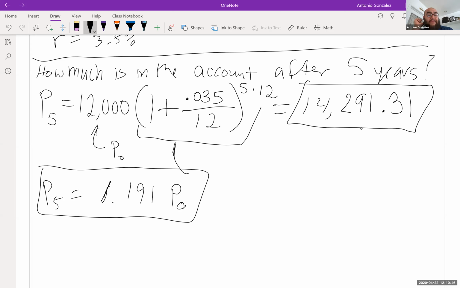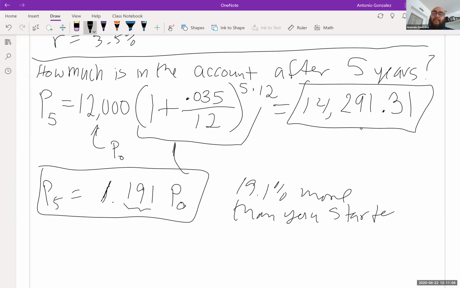Right, so you would have that much after 5 years, right? And the way you interpret that is that 1 is 100% of your initial amount, and you're going to wind up with 19.1% more than you started with. And that's really all you can say if you don't know the ending amount and you don't know the beginning amount, if you don't have any dollar values.